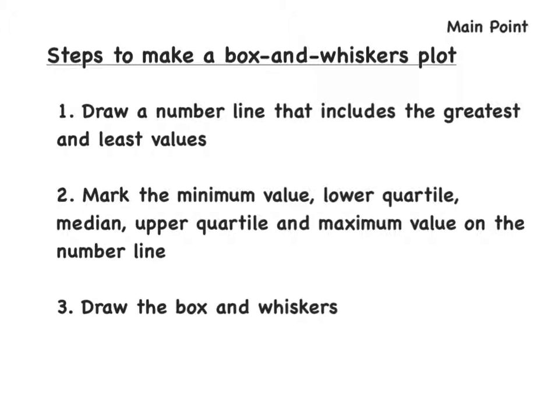Second thing, mark the minimum value, the lower quartile, the median, the upper quartile, and the maximum value on the number line. Third thing, and the last thing, you're going to draw the box and whiskers. In the example, I'm going to show you exactly how to draw the box and whiskers. Then you'll understand exactly why this is called a box and whiskers plot.